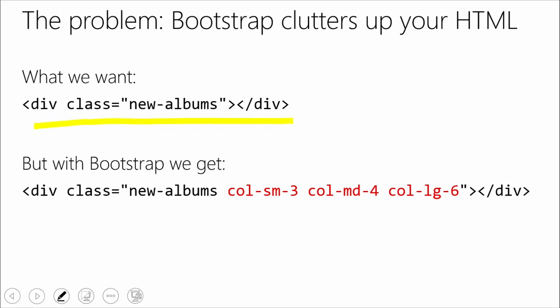But with Bootstrap, in order to get things to look nice, we end up with all this junk. It serves a real purpose, but it doesn't really belong in HTML. The right division of labor is that HTML is the content and CSS is the presentation. We want to keep presentation specifics out of our content. Absolutely. So how do we get there?